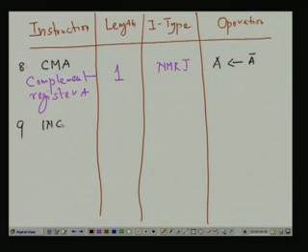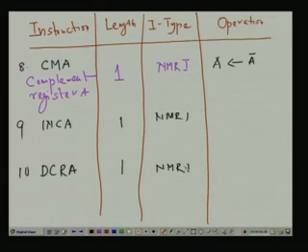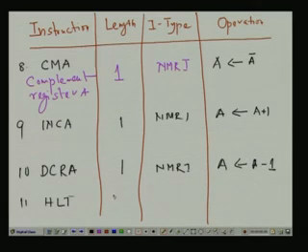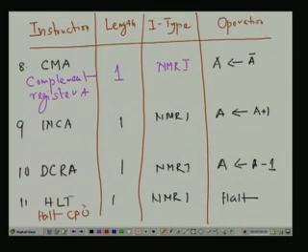Similarly, INCA and DECA, the increment and decrement, they are of similar type, and these are all of length 1, NMRI, and A is replaced by A plus 1, A is replaced by A minus 1. And halt, again this is length 1, NMRI, and nothing will be done, actually this is a halt CPU. So, this is how the instruction sets are implemented, we have seen that portion.